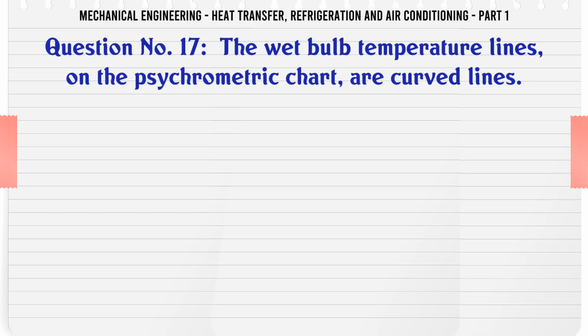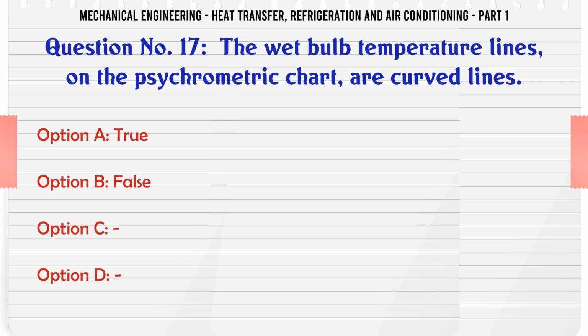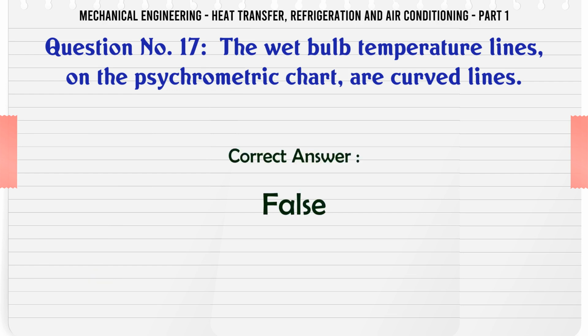The wet bulb temperature lines on the psychrometric chart are curved lines. A. True, B. False, C. D. The correct answer is false.